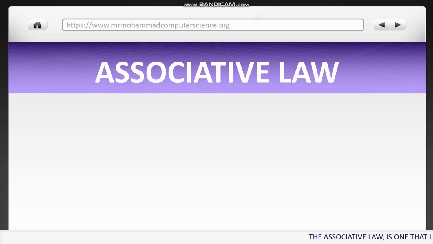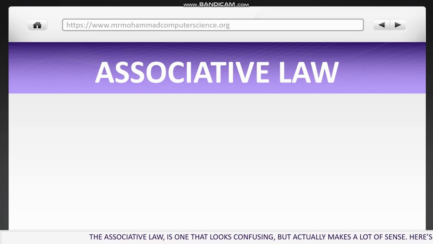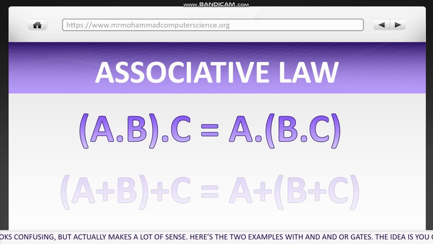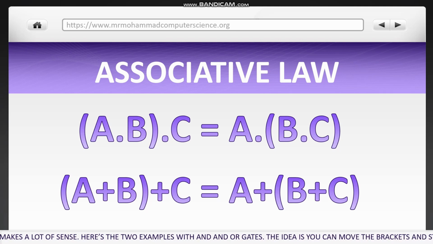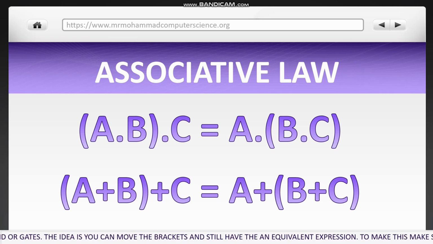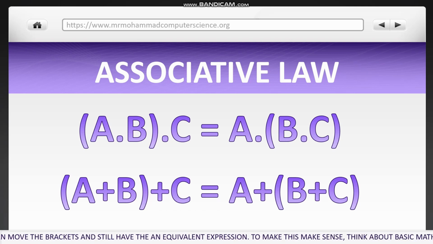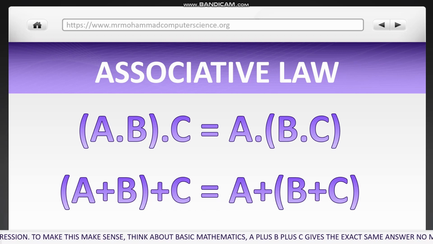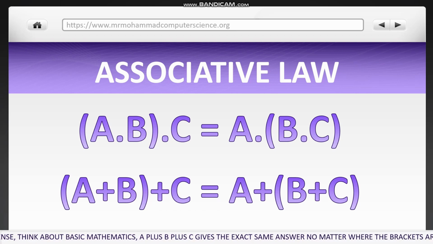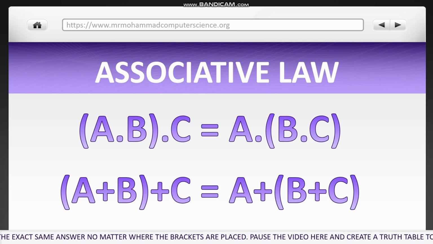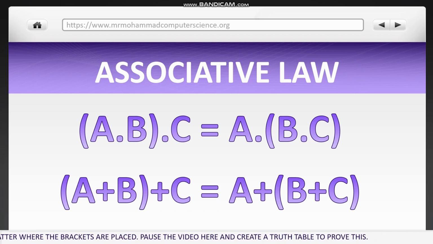The associative law is one that looks confusing, but actually makes a lot of sense. Here are the two examples with AND and OR gates. The idea is you can move the brackets and still have the equivalent expression. To make this make sense, think about basic mathematics. A plus B plus C gives the exact same answer no matter where the brackets are placed. Pause the video here and create a truth table to prove this.